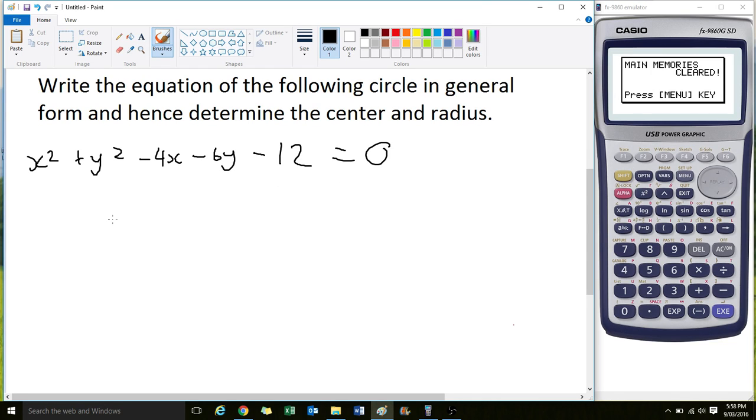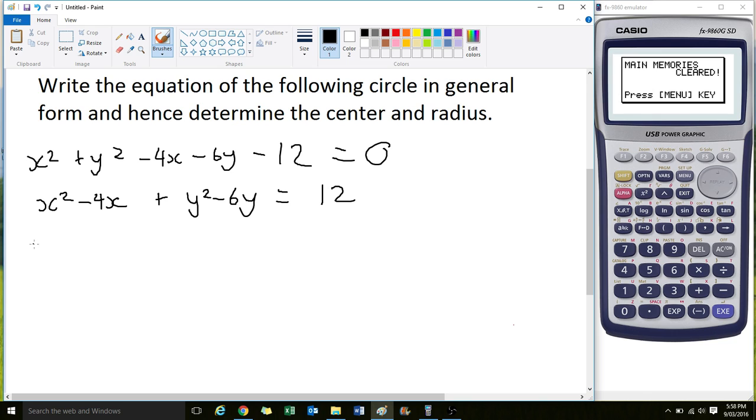Okay, so the way we're going to start this problem is by putting together the x factors and the y factors. So we've got x squared take 4x. Okay, and the y factors plus y squared take 6y. And what we want to do is move this 12 over to the other side. So we've got negative 12. To get rid of that, we just add 12 to both sides. Okay, so minus 12 plus 12 is 0. That'll cancel, and we get a 12 over here.